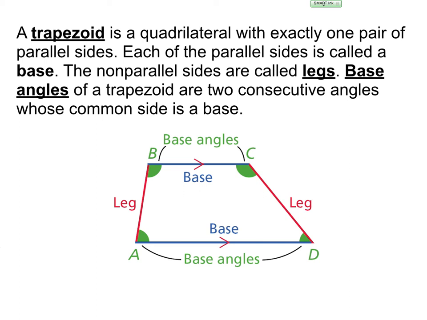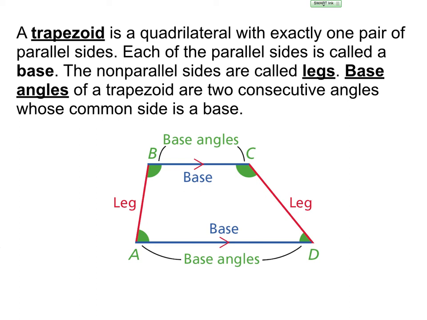So any angle really could be a base angle. You have to pair them up right. But angle A and B are not a pair of base angles, because they're on different bases. They're on the same leg, they're not on the same base though. So pairing up correctly.